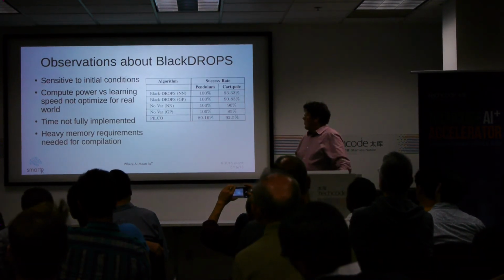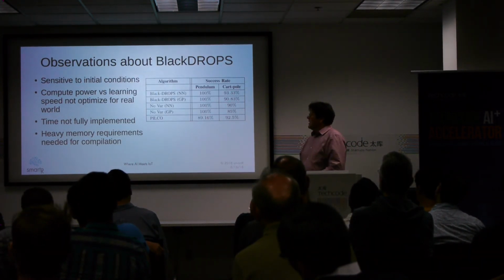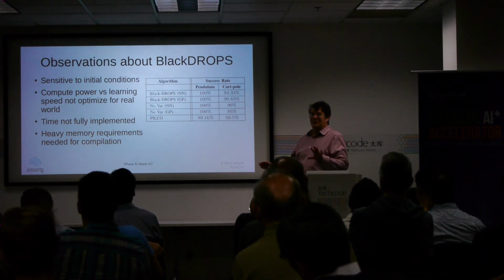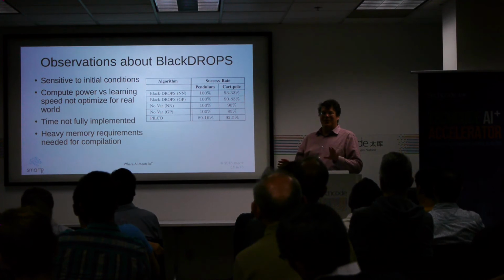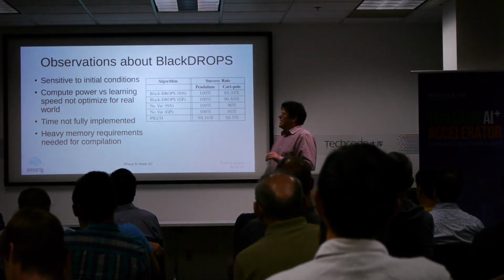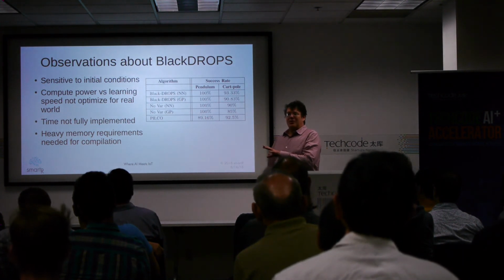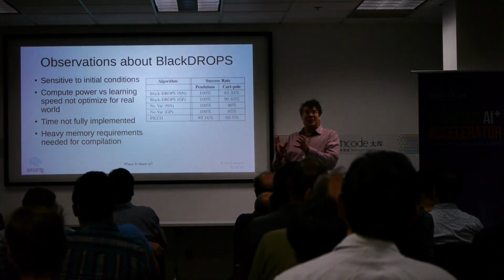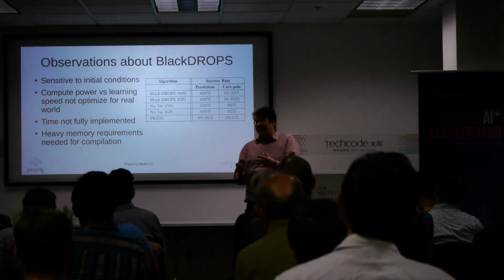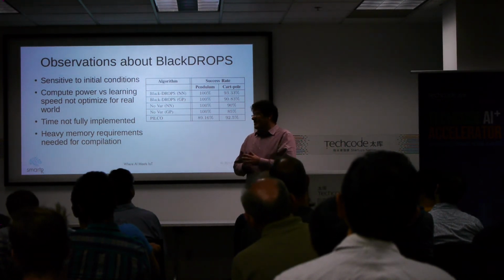Some observations about BlackDrops, since we've been using it: it is sensitive to initial conditions. Now, this is a criticism that is not just true of BlackDrops. It's kind of one of the dirty secrets of reinforcement learning. It tends to be sensitive to initial conditions. And in the real world, that's actually less important, because what we're trying to do is train the policy as a rule. So we don't care if it takes a few tries before we get a good policy, because that's the policy we're going to deploy on the actual device.